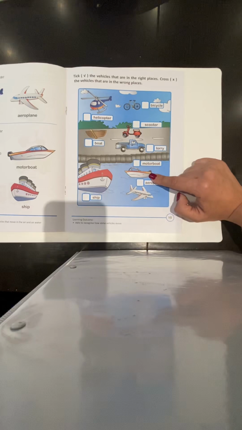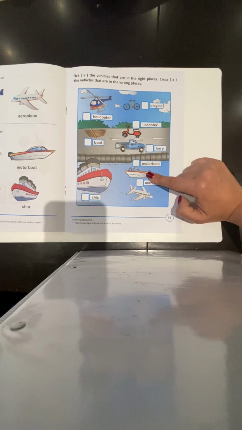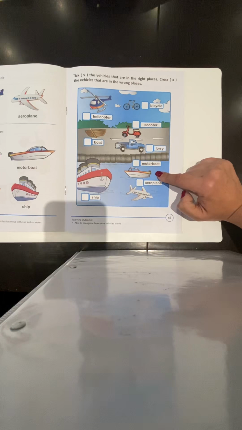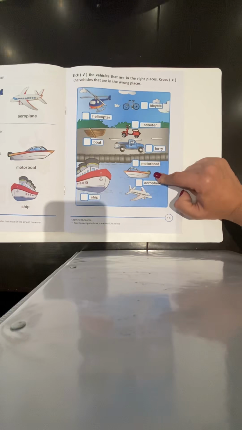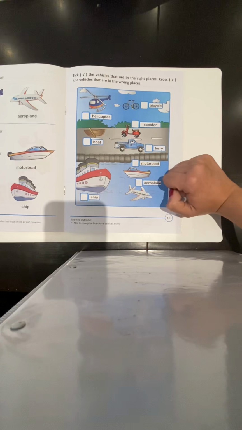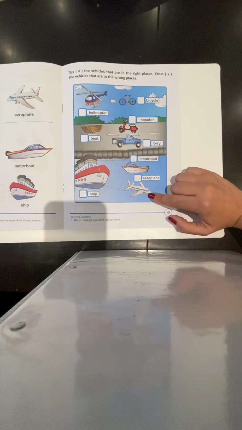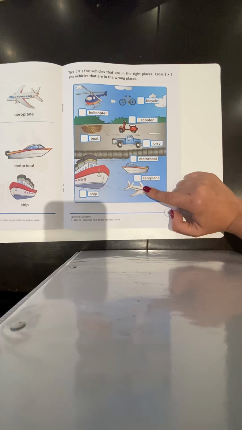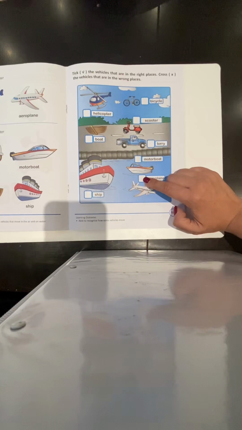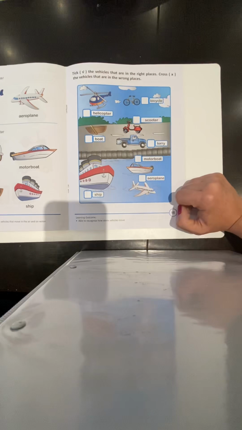Now I have a motorboat. The motorboat is inside the water. So does it move in water? Yes, it does. It does not move on land and it does not move in air. So what we're going to do here is make a tick. Now I have an airplane here. Airplane inside the water. Is this even correct? No, because airplanes fly up in the air. So this is not the correct place for it. So we are going to make a cross here.